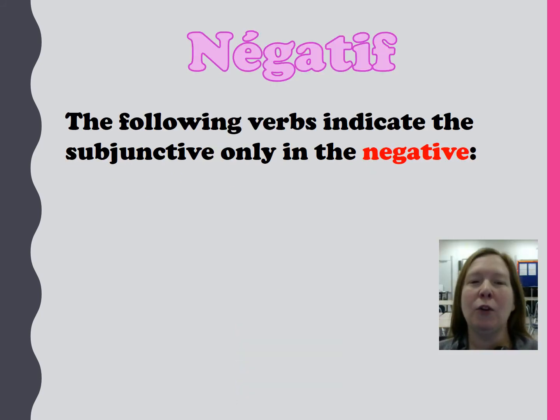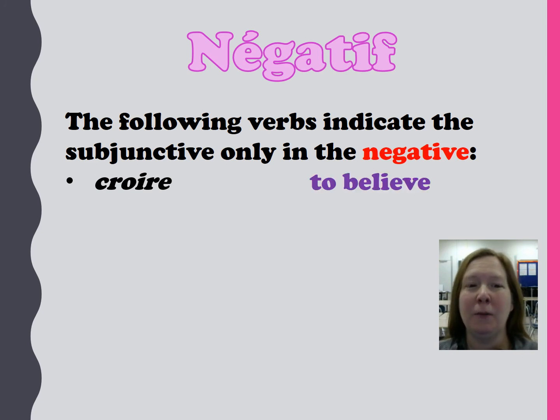The following verbs indicate the subjunctive only in the negative, and we had some impersonal expressions that were like that as well. And this is simply because in the negative, these often express doubt, whereas in the affirmative, they do not. So croire, to believe, remembering that croire is conjugated like voir when we conjugate.